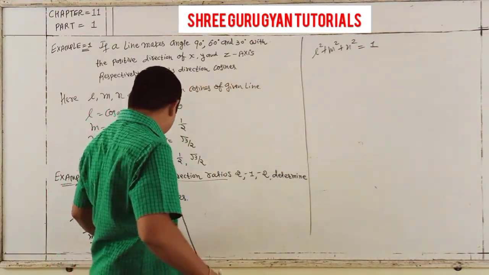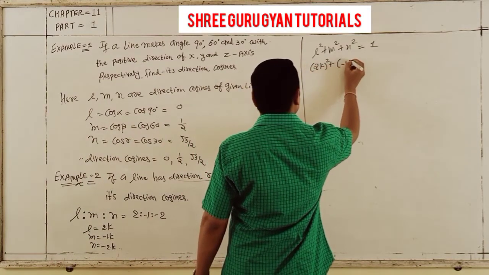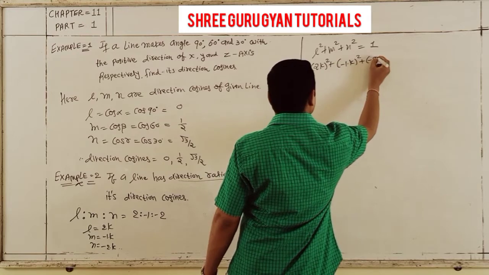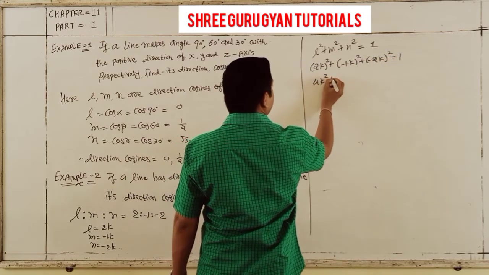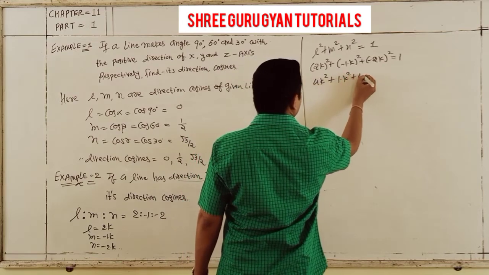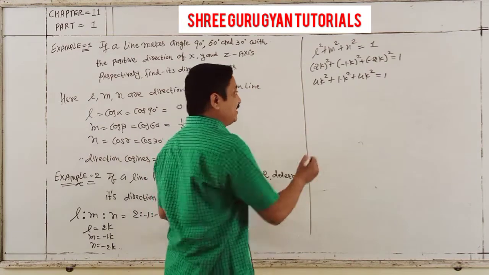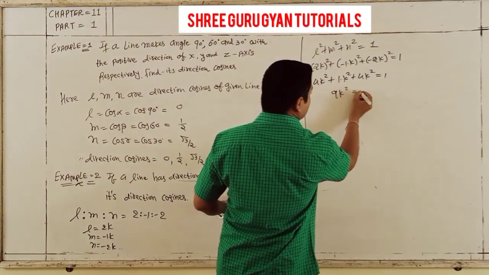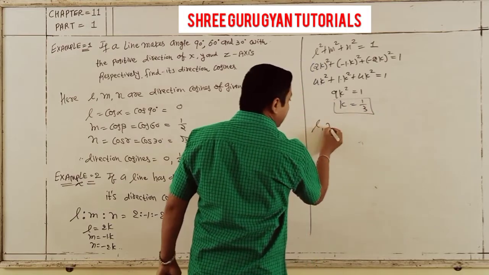L value is 2k, M is -1k, N is -2k. So 4k square, 1k square, 4k square, and 4 and 4 is 8, 8 and 1 is 9, 9k square is equal to 1. K becomes, students, 1 by 3, and then put the values in L, M, N.